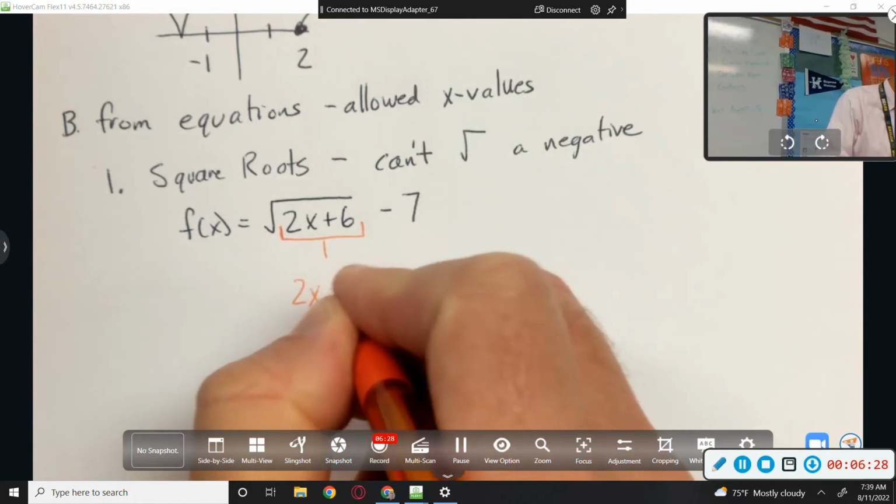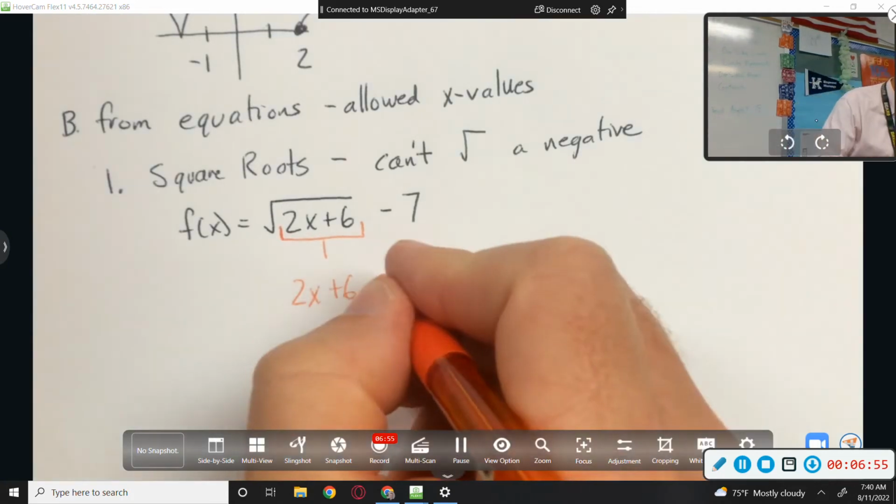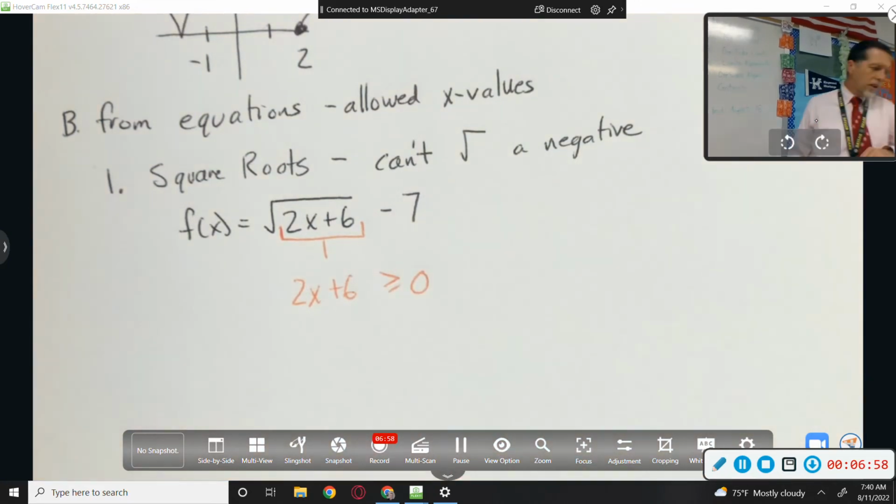So 2x plus 6 can't be negative, but what's a more mathy way to say can't be negative? Positive. Okay, but wait a minute. There's one number that's in between the negatives and the positive. 0. So can it be 0? Can we take the square root of 0? Yeah, 0 has a square root. So I want to include 0, but I need to be greater than 0. So whatever is inside the house has to be greater than or equal to 0.